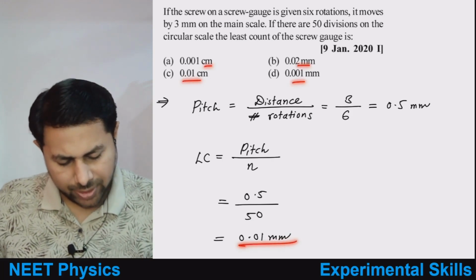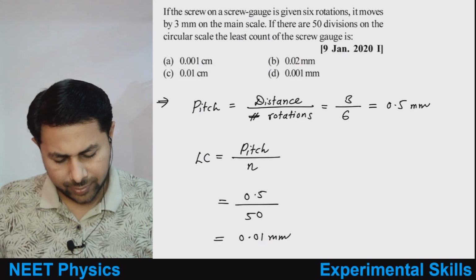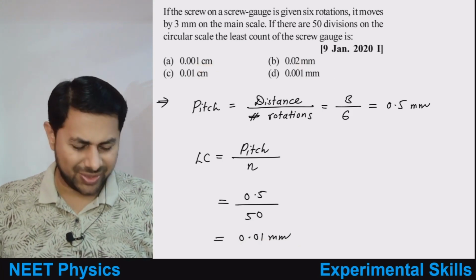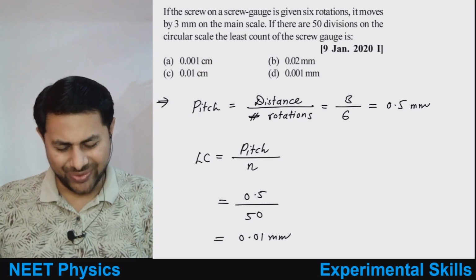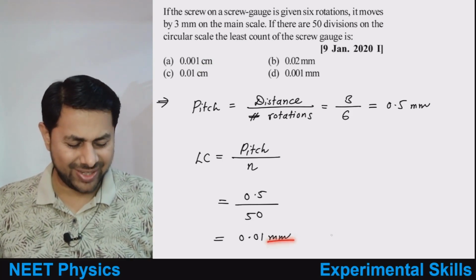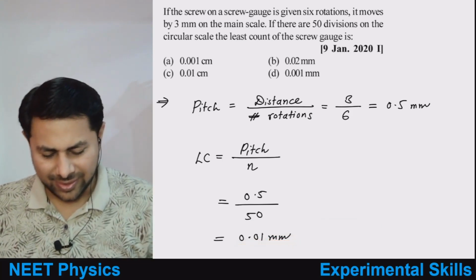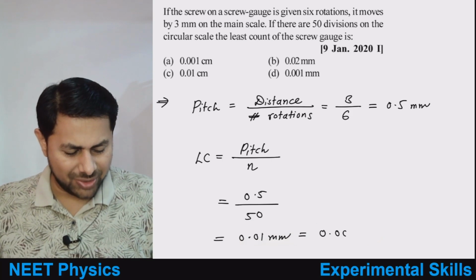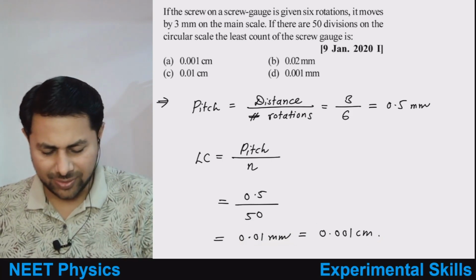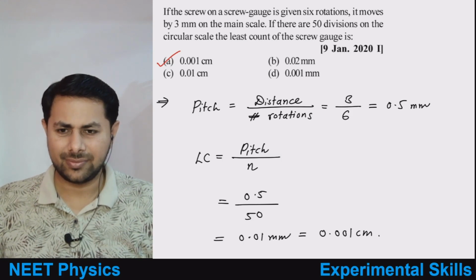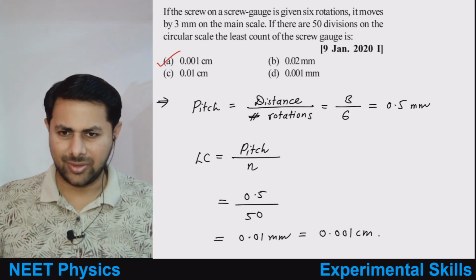Is there such an option? Yeah, it is there. It's given in centimeters, right? 0.01 mm means 0.001 centimeter, because 1 mm is 0.1 centimeter. So if you multiply that, you will get this answer. So it is equal to 0.001 centimeters, right? So that's the answer. This one is clear. Okay, good.